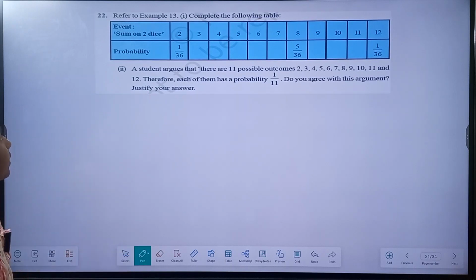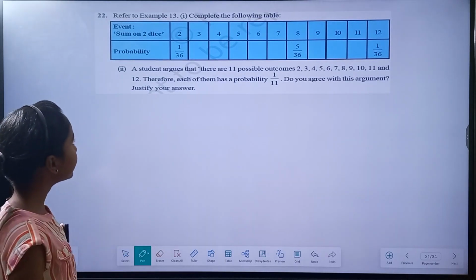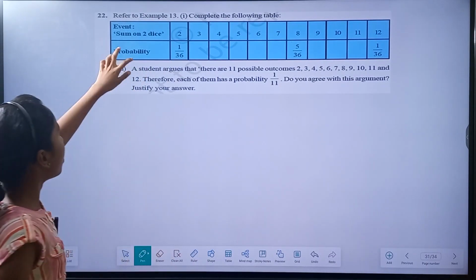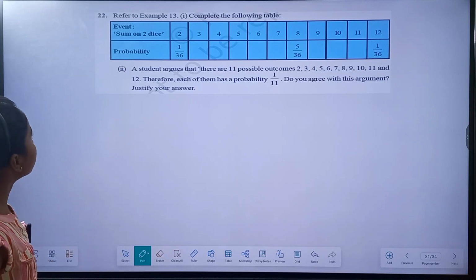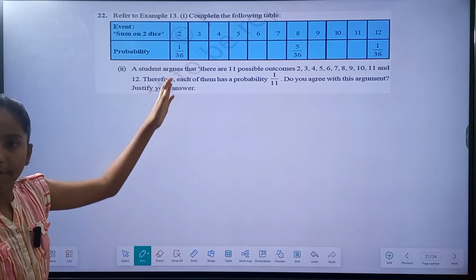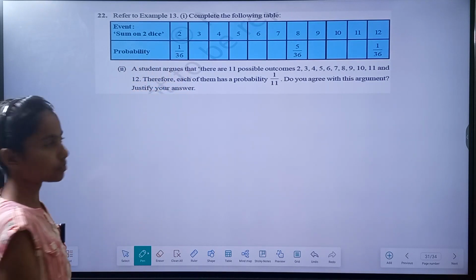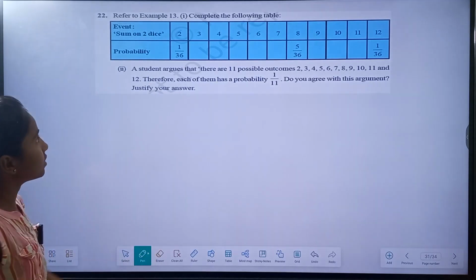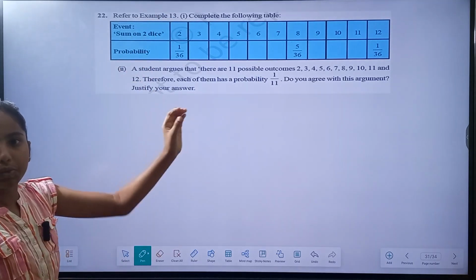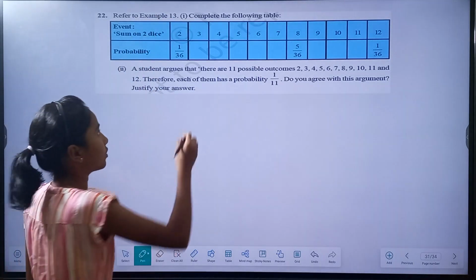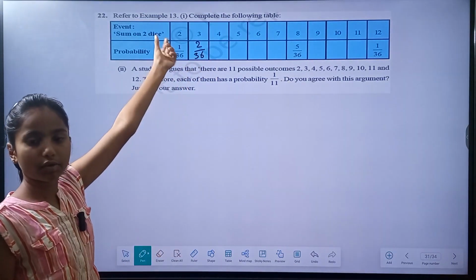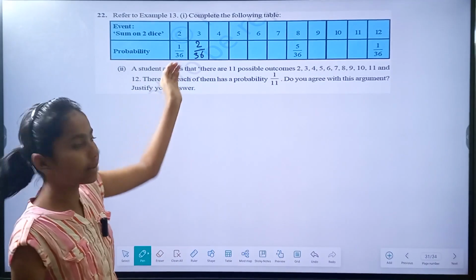Refer to example 13. First, complete the following table. Okay, let's complete this table. So we have the event, the sum of two dice. Sum on two dice is 2: we have 1 by 36, because 1 plus 1 is the only possible outcome, (1, 1). Now to get the sum of 3, we have (1, 2) and (2, 1). So we have two possible outcomes. The probability is 2 by 36, because total outcomes are 36 and favorable outcomes are 2.